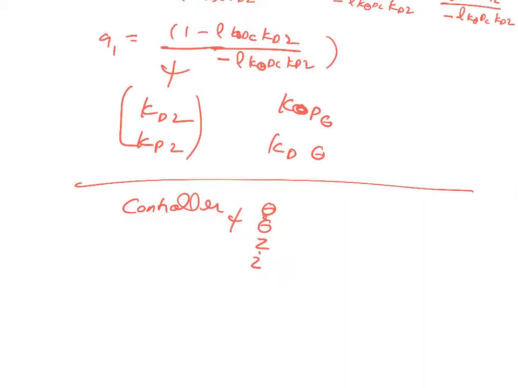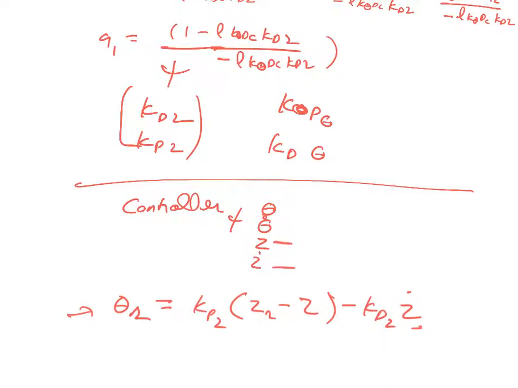The first loop will be theta: you compute theta reference, and theta reference is given by KPZ times (Z reference minus actual Z, which is coming from here), minus KDZ into Z dot, which is coming from here. Z reference is whatever reference you want your cart to converge to. Make sure this is in the time domain. When we are in the time domain, you don't take the Laplace of Z dot, so you ignore that S term.